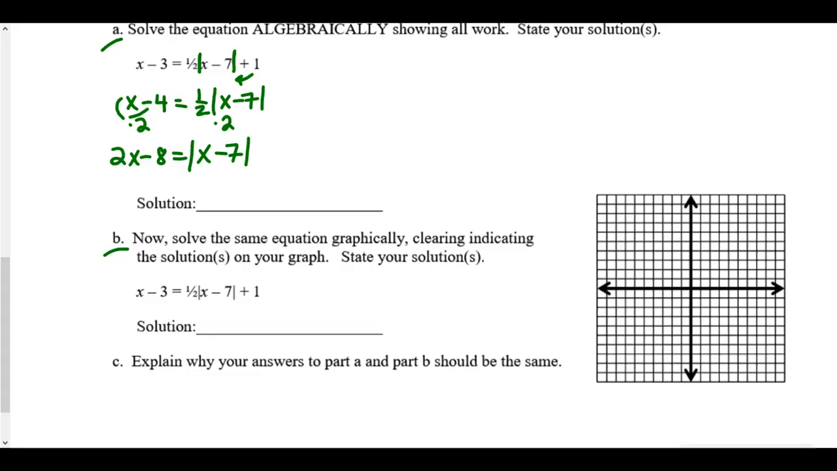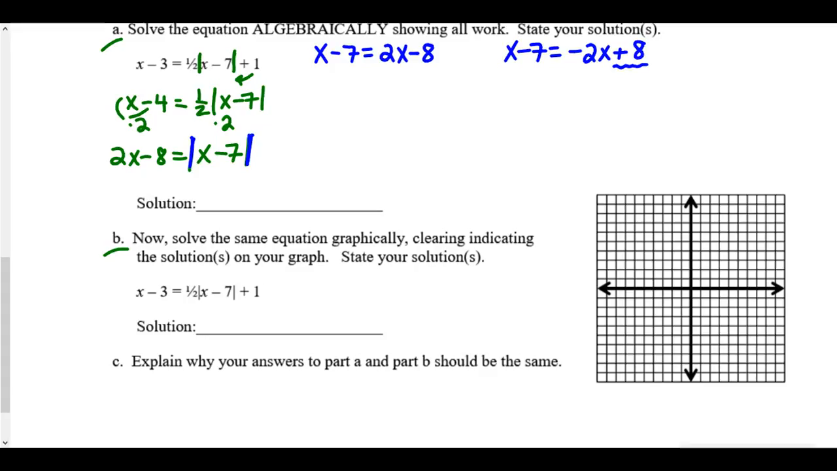All right, so now I'm ready to break my equation into two parts. I'm going to go ahead and think of the absolute value first because I like that on the left. If x minus 7 were positive, it would have to equal 2x minus 8. If x minus 7 were negative, it would have to equal the opposite of that. So that's negative 2x plus 8. Make sure you're distributing and changing that negative 8 to a plus 8.